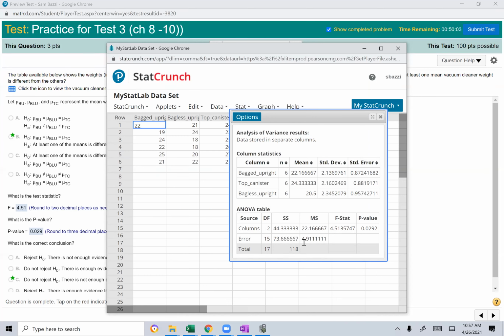And here's where F is right here, guys. Let me just highlight. There you go. That's a test statistic, and that's the p-value. The p-value is bigger than 0.01. Fail to reject H0. There is not enough evidence to support the claim. Any questions?